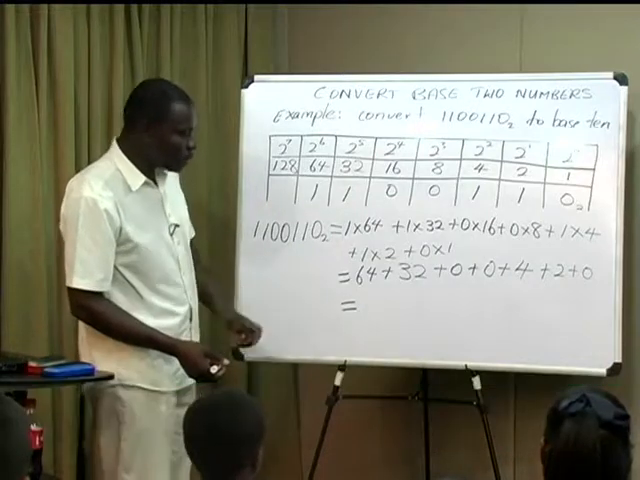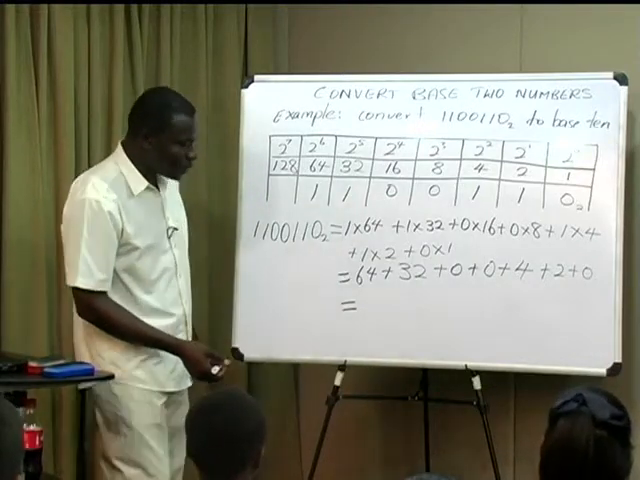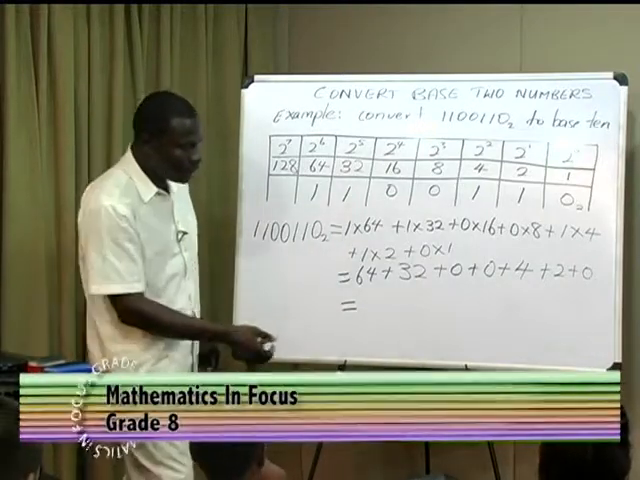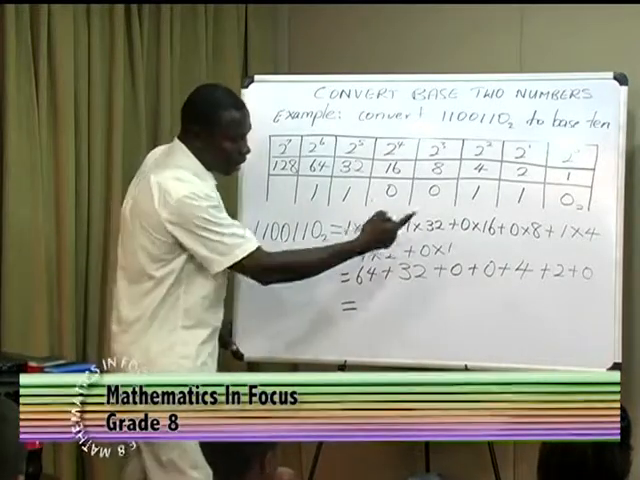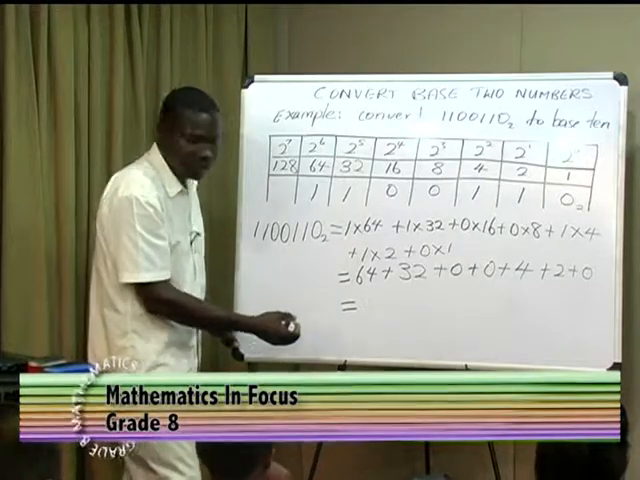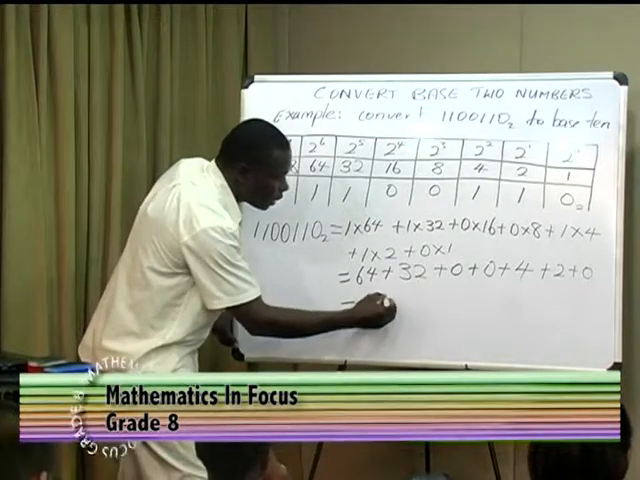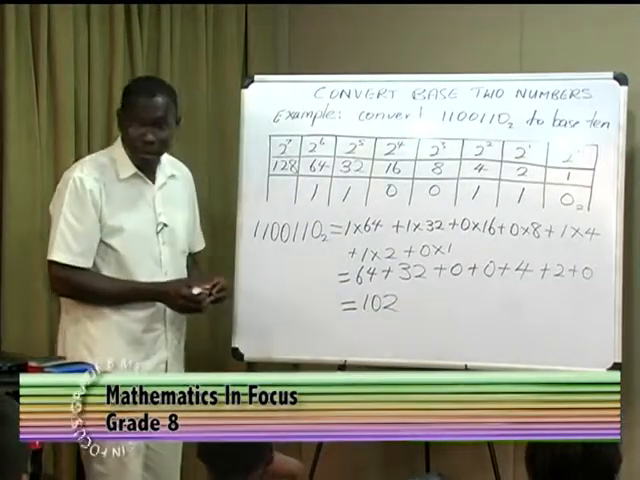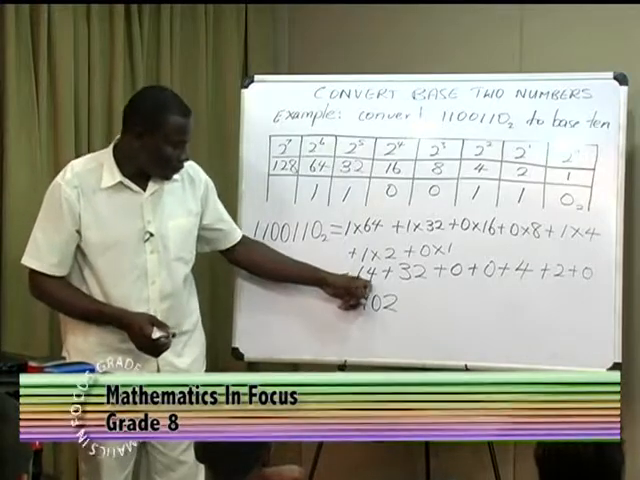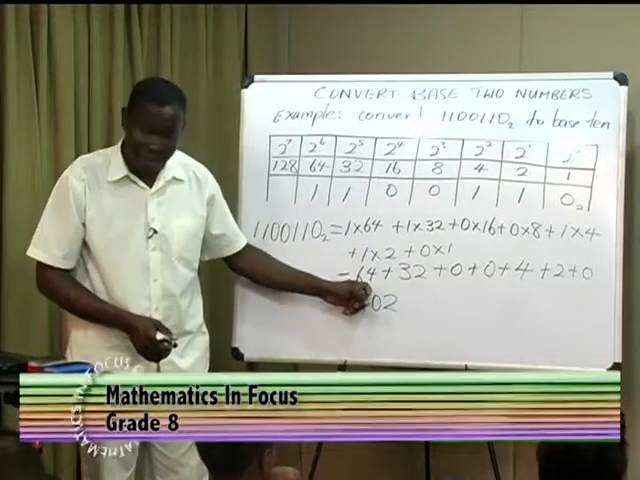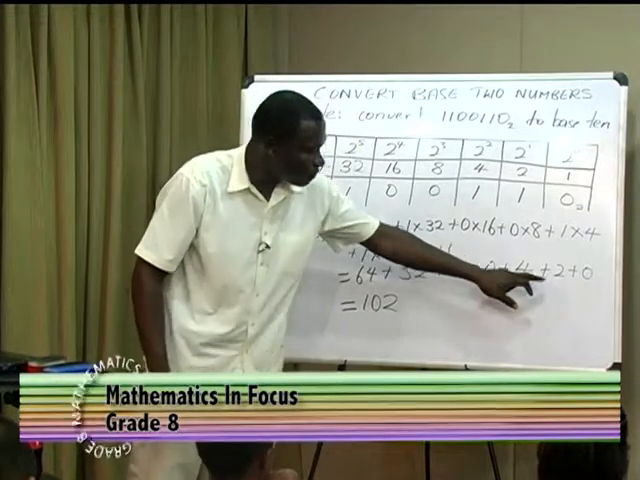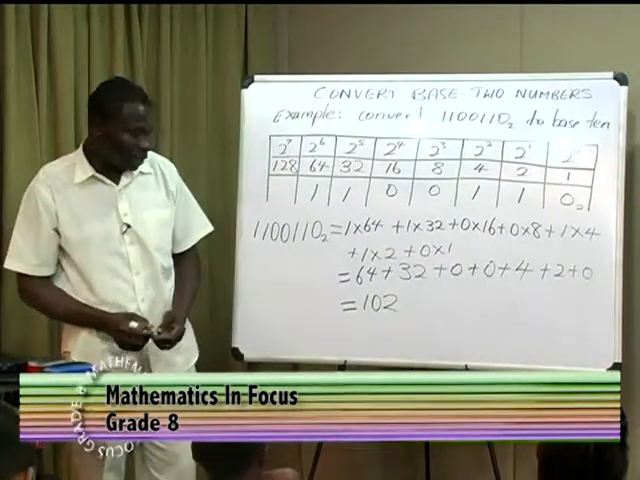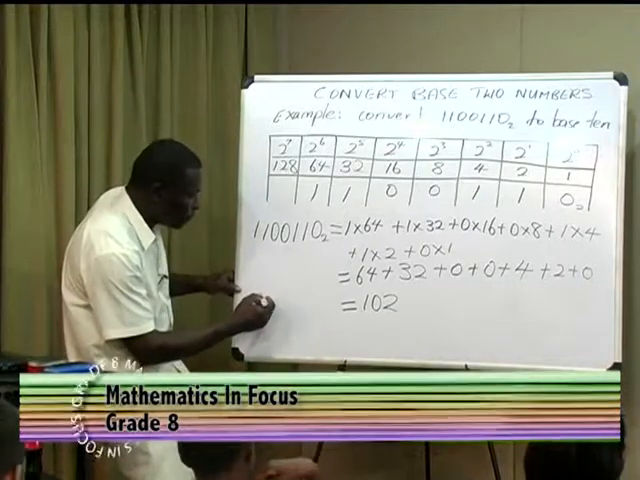When we add 64 and 32, that gives us 96. 96 and 4 will give us 100. And the 2 will give us 102. Now let us just add again. 64 and 32, 60 and 30 is 90, so we'll have 96. And 102.